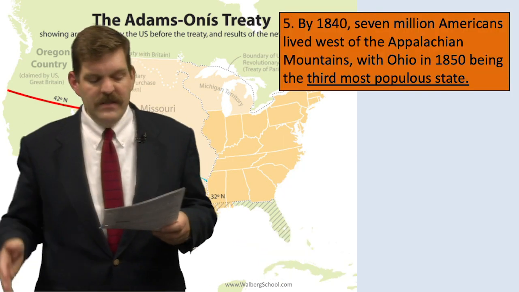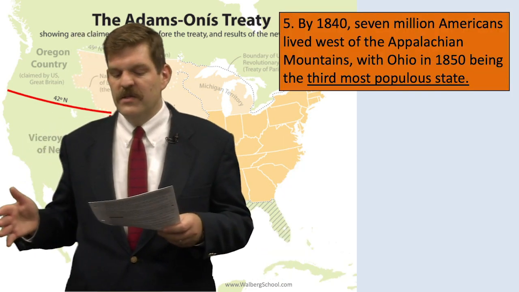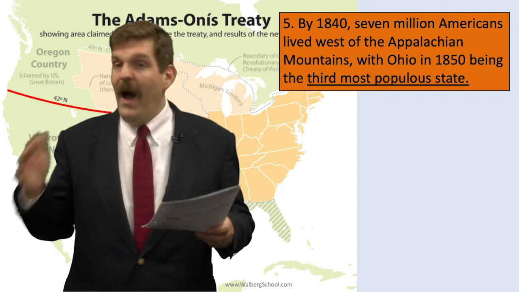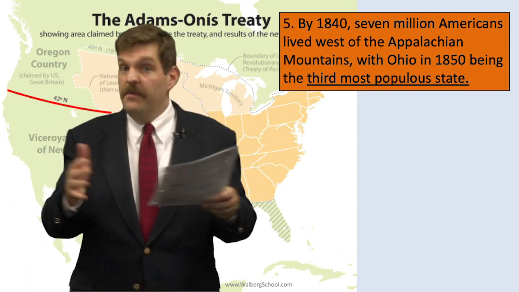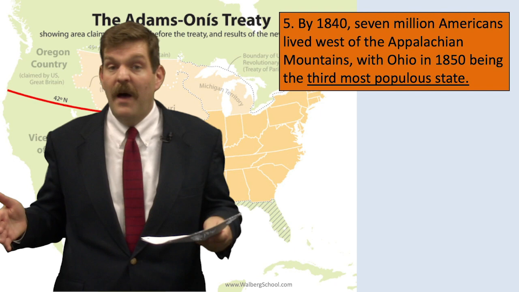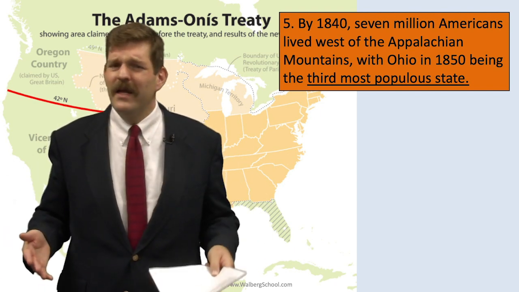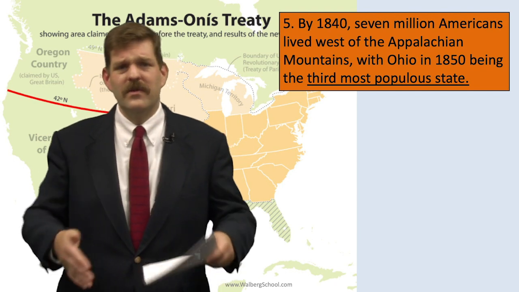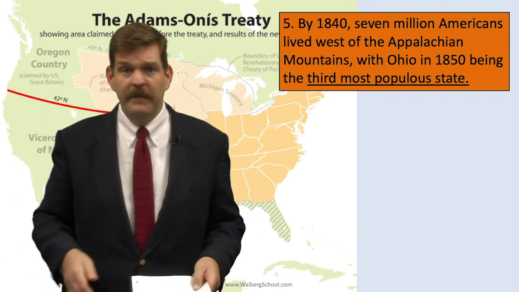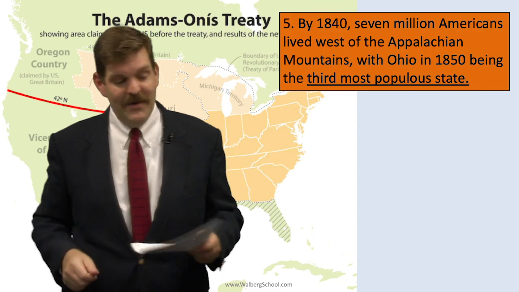By 1840, 7 million Americans were living west of the Appalachian Mountains. By 1850, Ohio was the third most populous state, a state that's still really important, curiously. People kind of forget about it. It's one of those states in the middle, but come election season, Ohio always matters a whole lot.